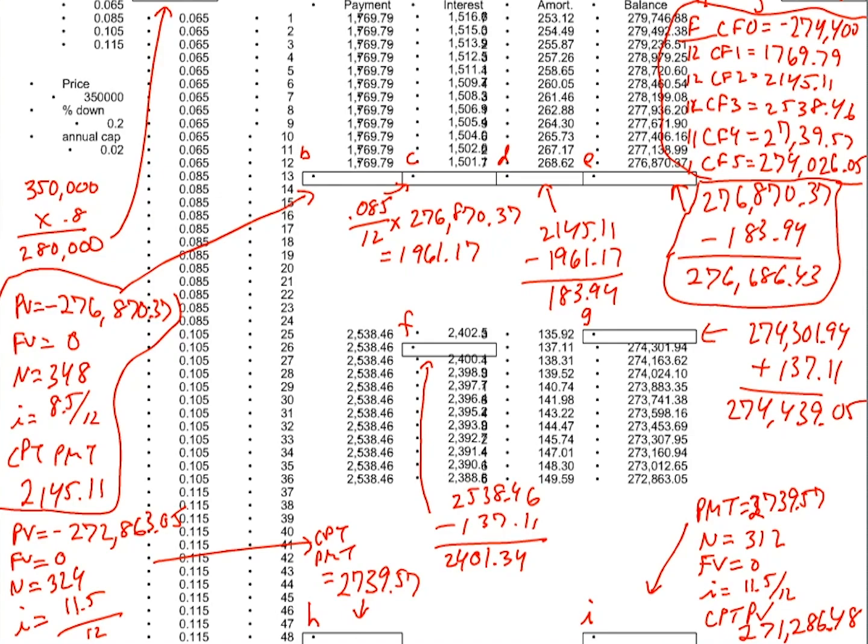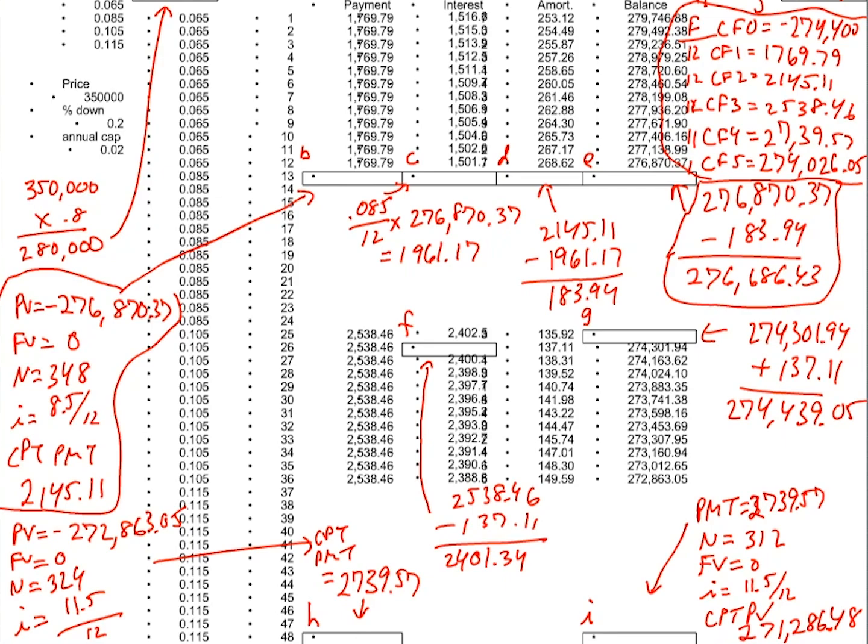$2,739.57. Now that one, though, we're only going to say we get for a frequency of 11, okay? Because that final 12th payment is going to be the cash flow at time 5, which is part of it. It's $2,739.57, the regular monthly payment. But to that, we have to add the ending balance of $271,286.48. So the cash flow at time 5, $274,026.05. And that just happens once.